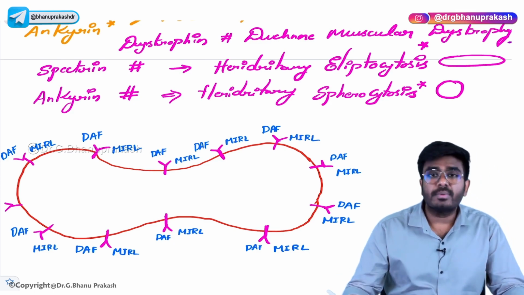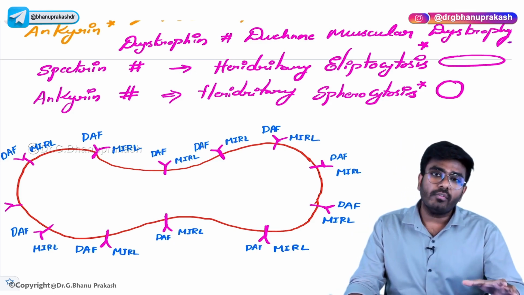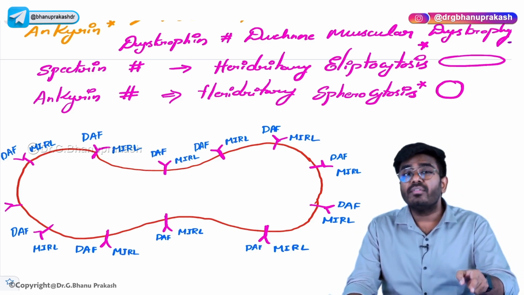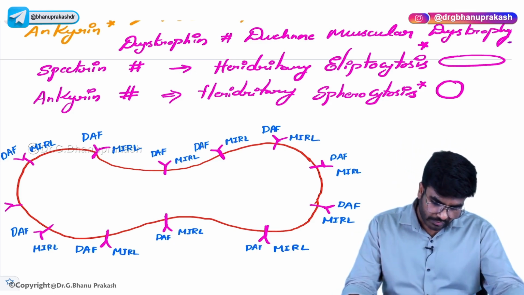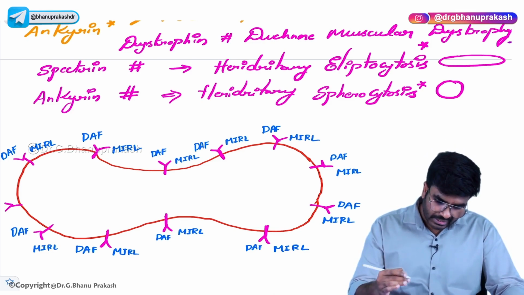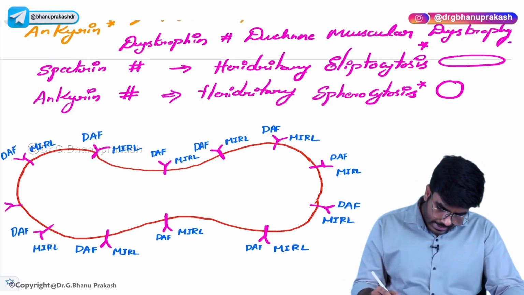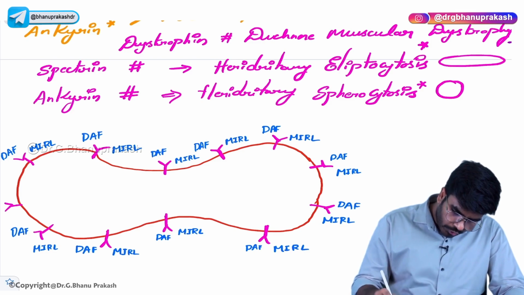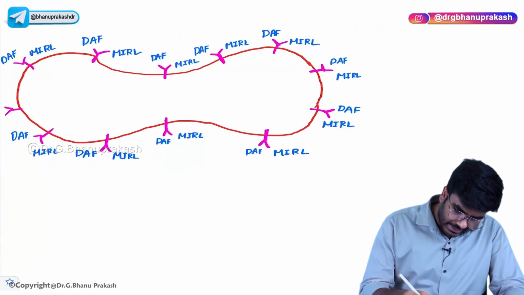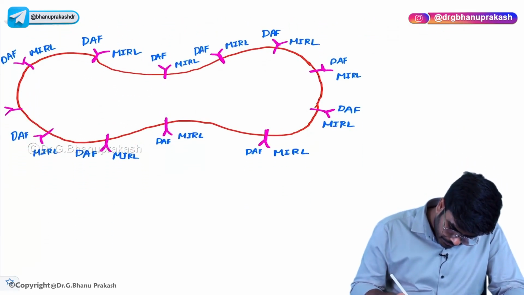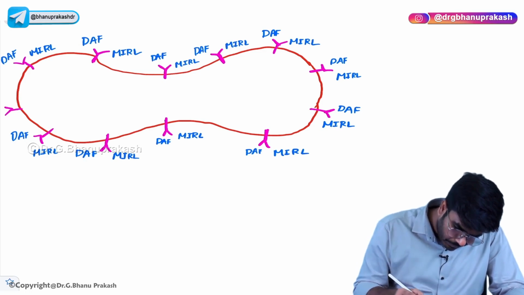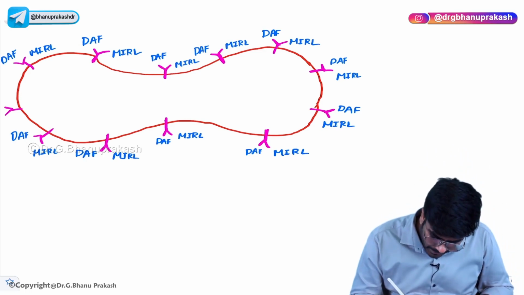Okay, so Duchenne's muscular dystrophy is due to mutation of which protein? Peripheral protein. Which peripheral protein? It is dystrophin. Okay, different types of proteins and different types of disorders. Now, guys, I want you to know a very important pathological link between these proteins and pathology.